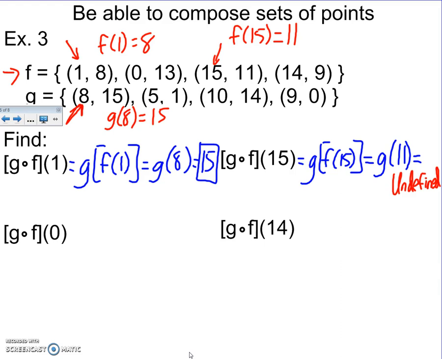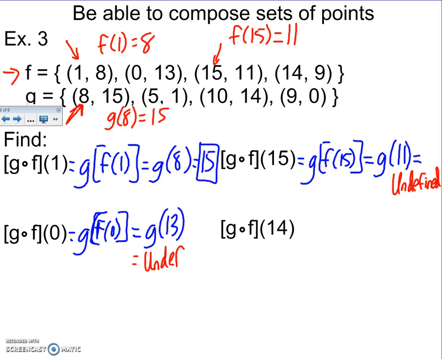On the bottom, just finishing this slide, let's see, g of f of 0. We find f of 0 first. When you look at the top table, when x is 0, y is 13. So this means this is g of 13. When I go down to the bottom, g of 13, that also does not exist. So that's undefined as well. This happens a lot when you have sets of points like this.